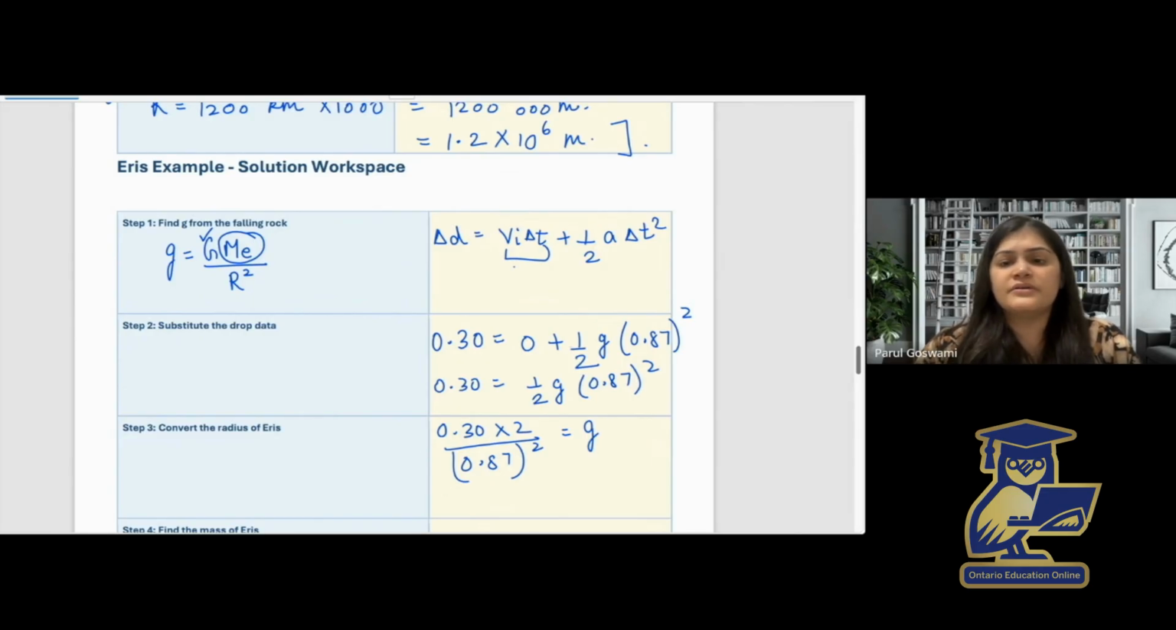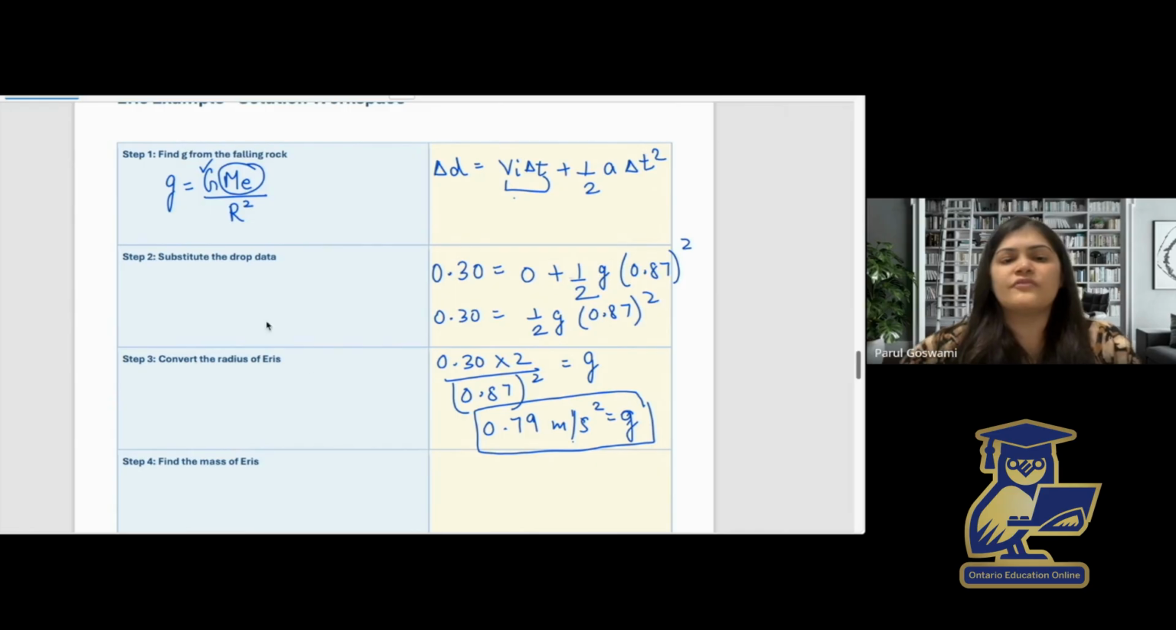So I can write it is 0.79 meters per second square as g. And as you can see, it is much less than the acceleration due to gravity on Earth, which is 9.8 meters per second square. Now we have to convert the radius of the Eris, which we have already done earlier.